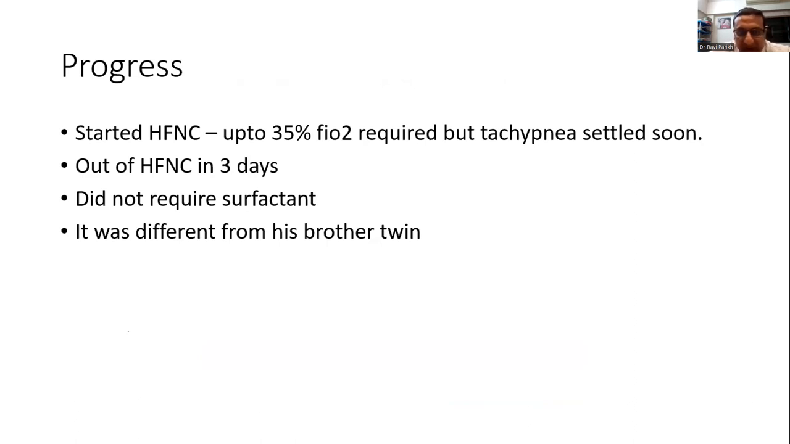She was started on high-flow nasal cannula. What we do is around 28 weeks, we go for HFNC, and below 28, we go for CPAP. So we started HFNC, and up to 25% FiO2 was required. But because of these A lines which I could see on the right side, I thought we will withhold surfactant at present, just to see whether that's another thing which we can improve in our unit, because we were using surfactant at 35 to 40%. So I withheld the surfactant.